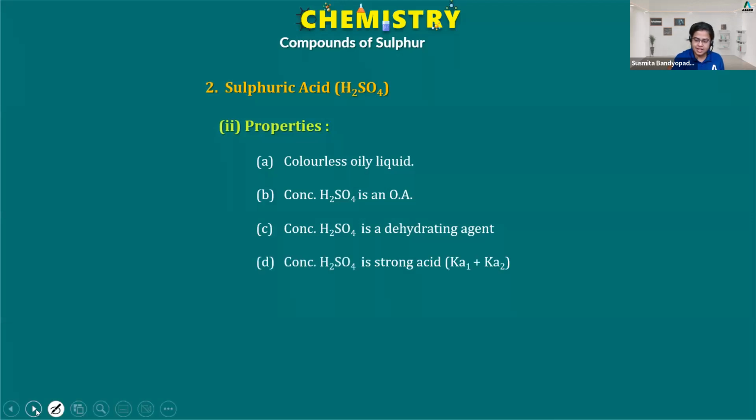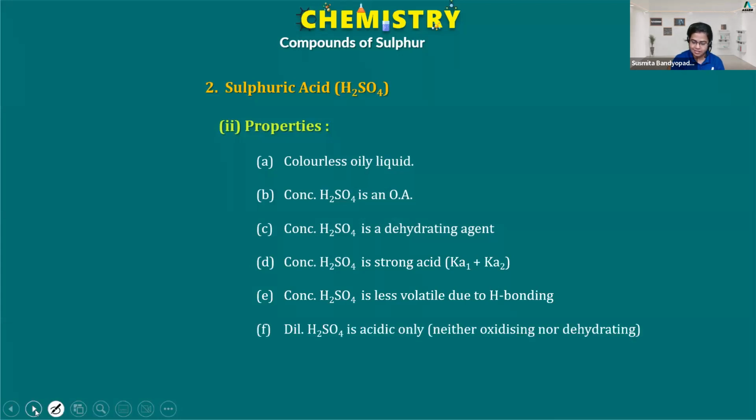It's a very strong acid. Hydrogen bonding will be possible? Yes. So, hydrogen bonding basically makes it less volatile. Dilute one is neither a dehydrating agent nor an oxidizing agent. It's just an acid.